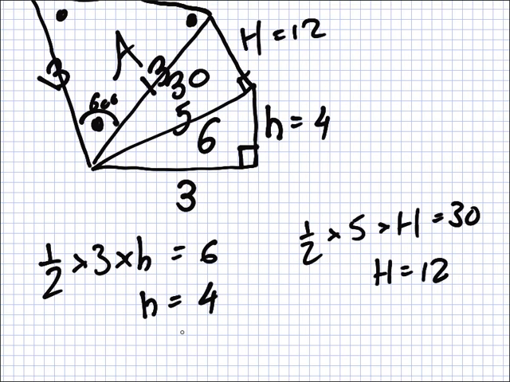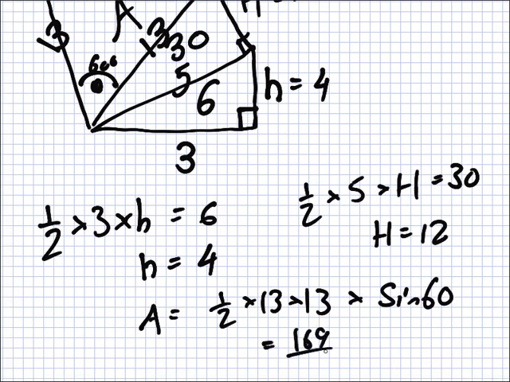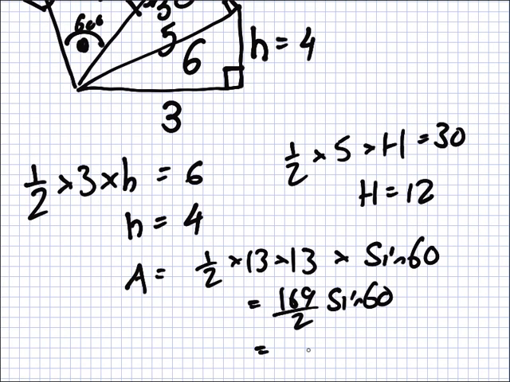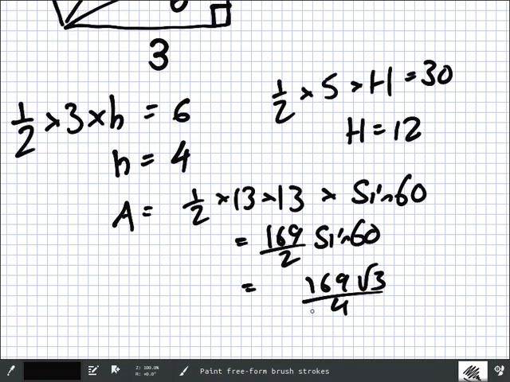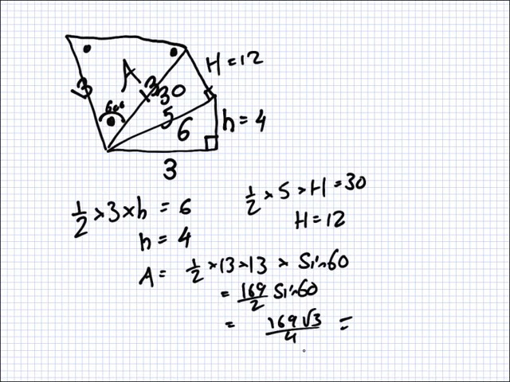60. So the area at the end is a half times 13 times 13 times sine 60, which is 169 over 2 sine 60, and what's that? Root 3 over 2, so it's 169 root 3 over 4. Which you can put as a decimal if you like. What is it? 73 point. So 2 then. Yeah?